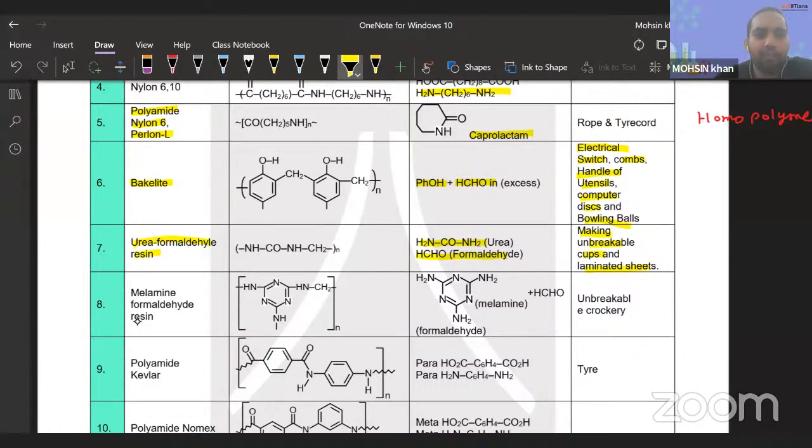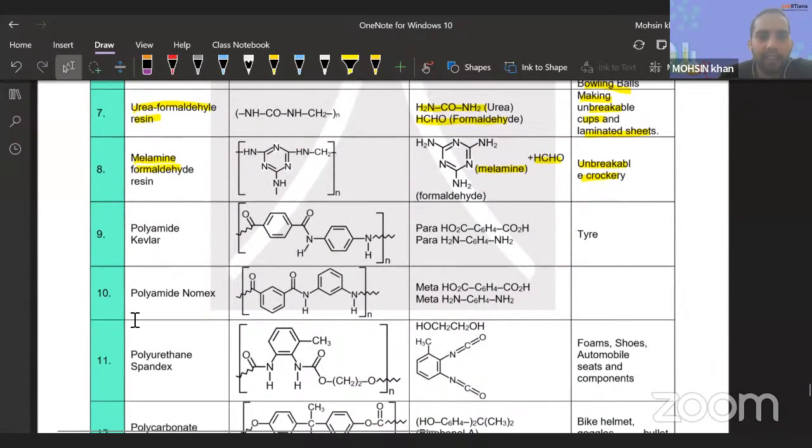The next one is melamine formaldehyde resin. In melamine formaldehyde resin, we take melamine as a monomer and formaldehyde as the other monomer. It is used in the formation of unbreakable crockery.